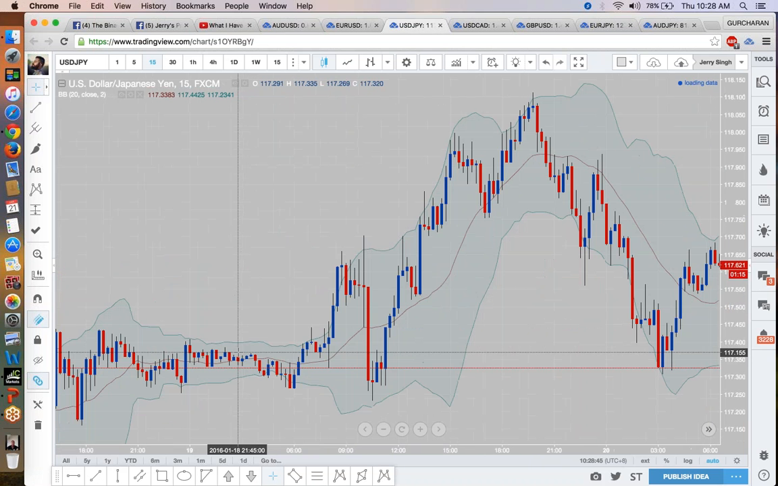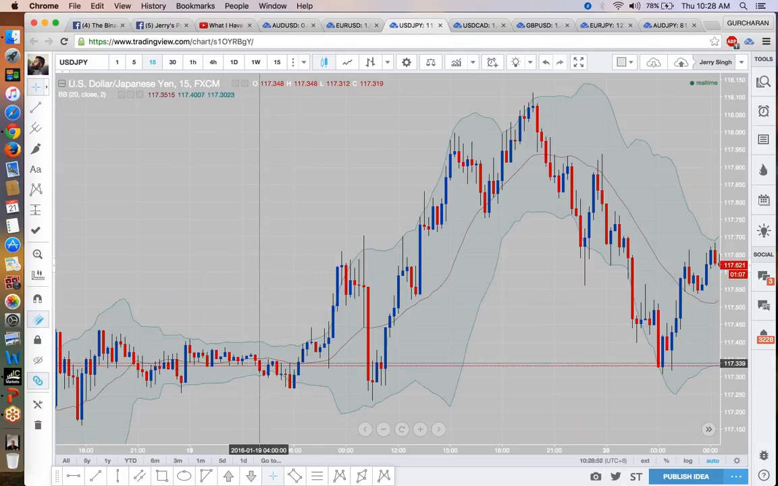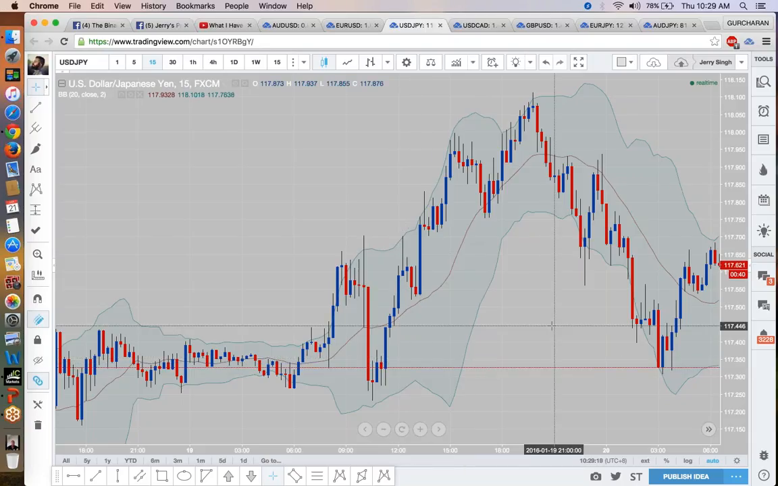Now, to answer your question, you see why the Bollinger Bands are smaller here and why they are bigger here? The candles are small. When the candles are small, that means the price is not going too far away from the mean price, and that is why the bands are contracted. As soon as the price widens out, it widens the distance from the mean price, and that is why your Bollinger Bands start widening again.